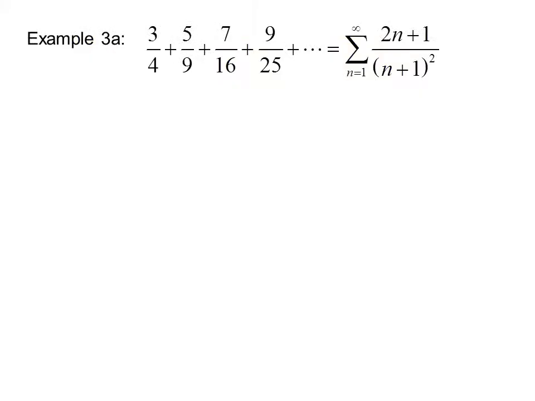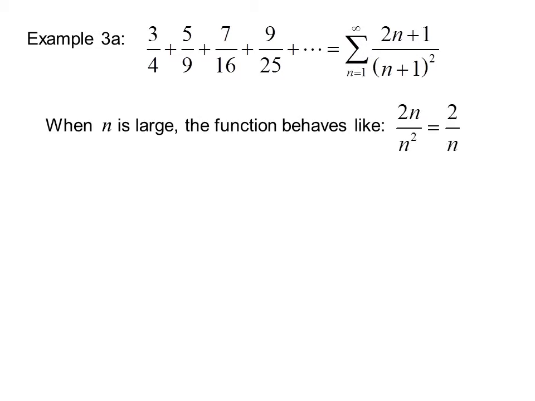Example: 3/4 plus 5/9 plus 7/16 plus 9/25 plus and so on, equals the summation as n goes from 1 to infinity of 2n plus 1 over n plus 1 squared. When n is large, the function behaves like 2n over n squared, or 2 over n. 2 over n is greater than 1 over n.